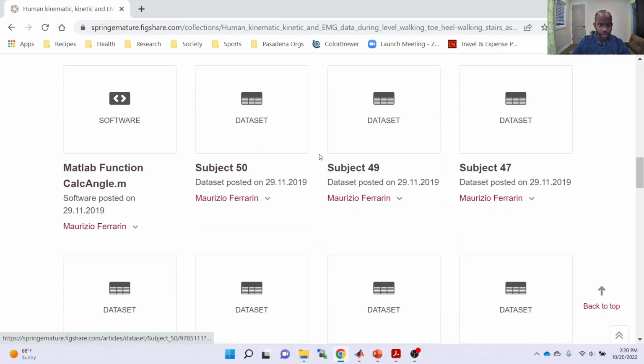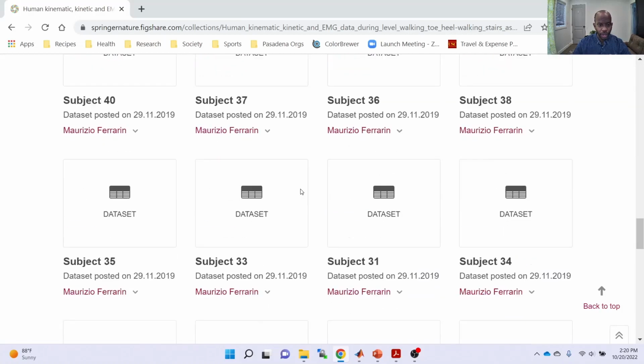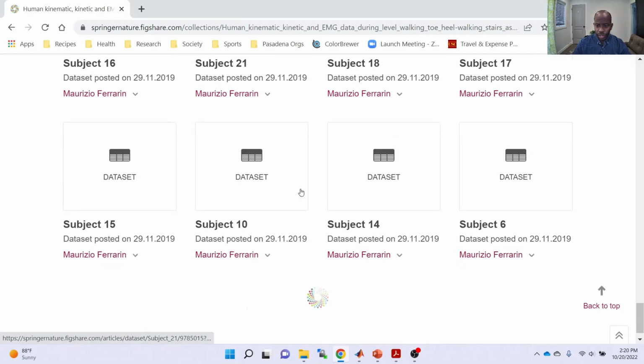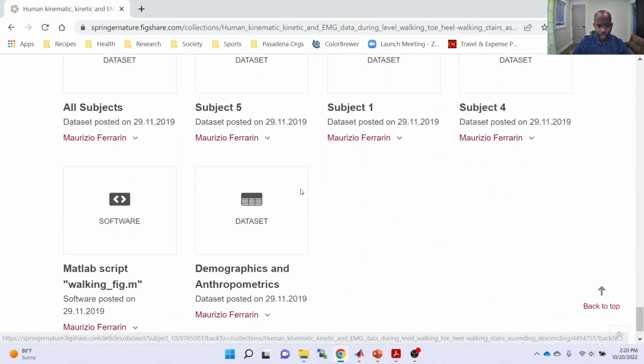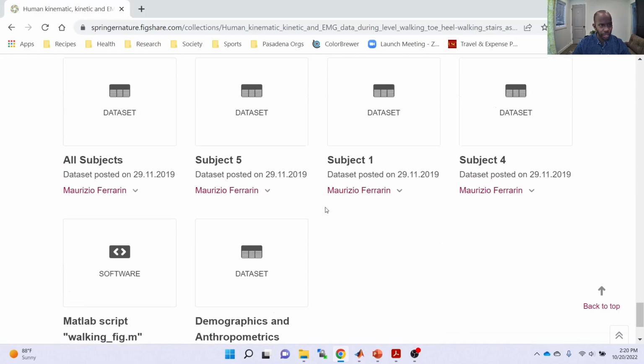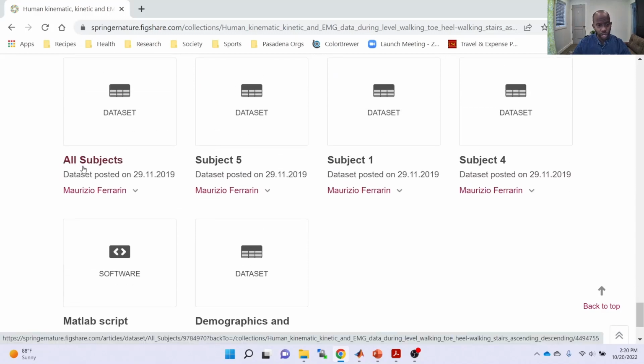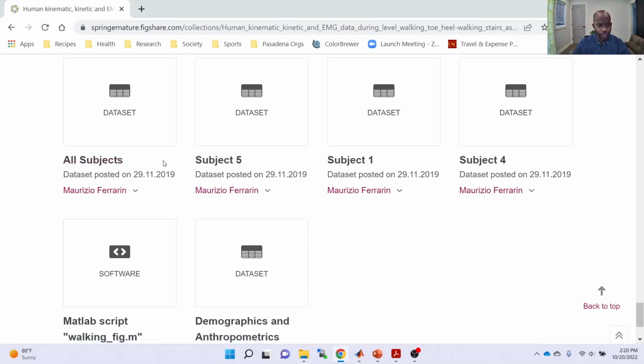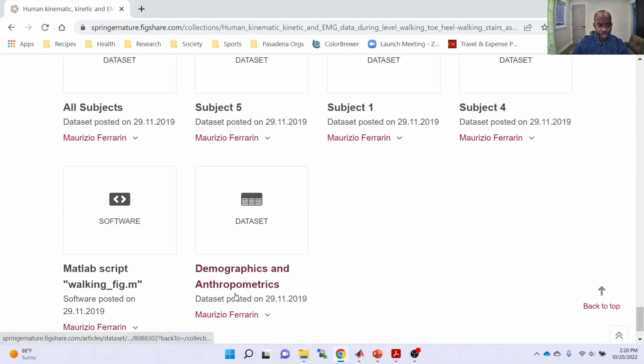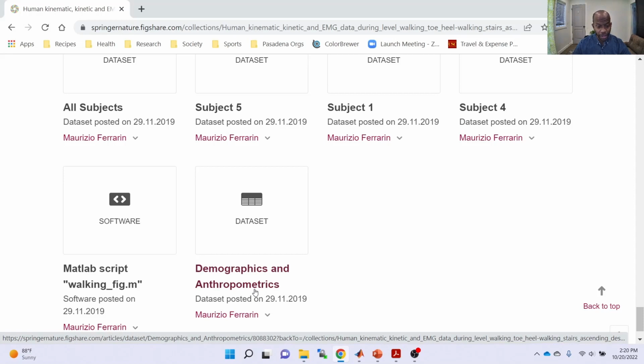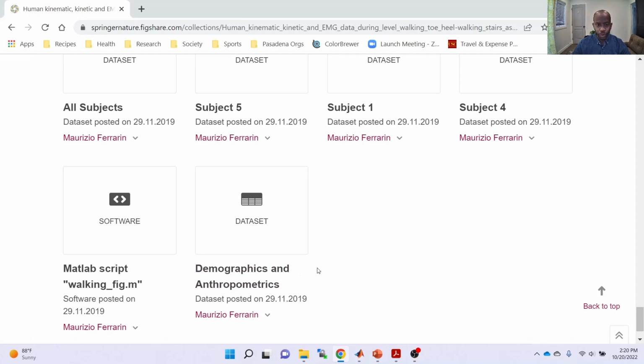We can download files individually here, or if we scroll all the way, I believe this is at the end of the page. Let's see if I can find it. Yes. So here you'll want to download two files to begin with. The first is this all subjects file. So this is a data set that contains the data, self-explanatory, for all of the participants. You'll also want to download this demographics and anthropometrics file as well. So those are the main two files we'll be working with through these demos.